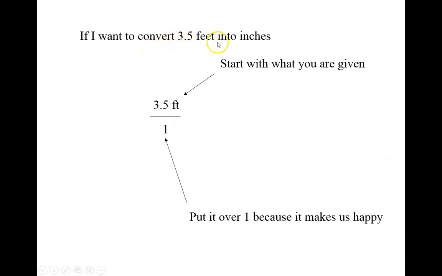So, convert 3.5 feet into inches. What you do is you take what you're given, which is 3.5 feet, and you put it over 1. Why? Because it makes us happy. That's just what you do. You put it over 1, with a little fraction sign.